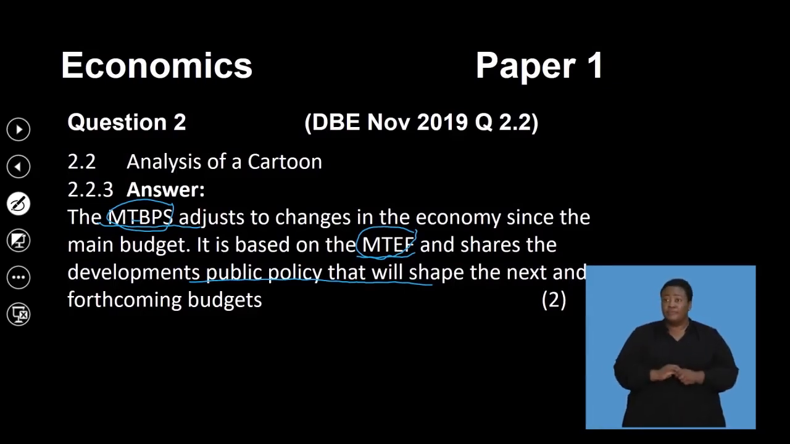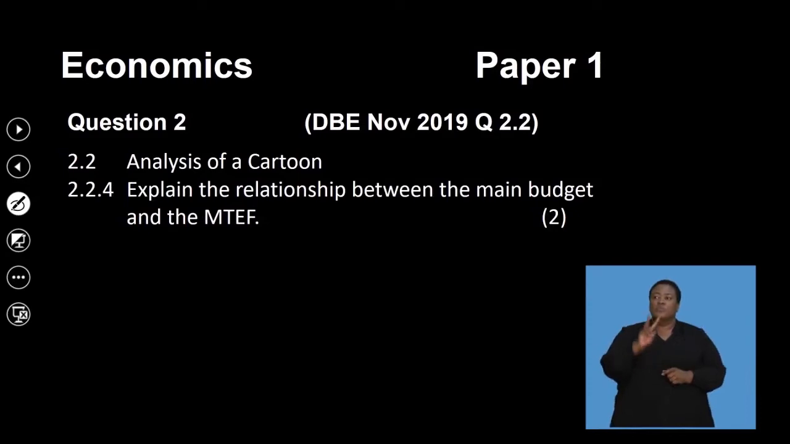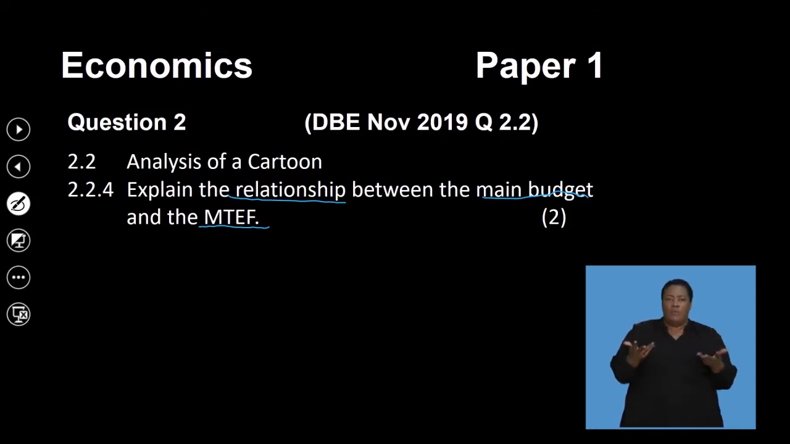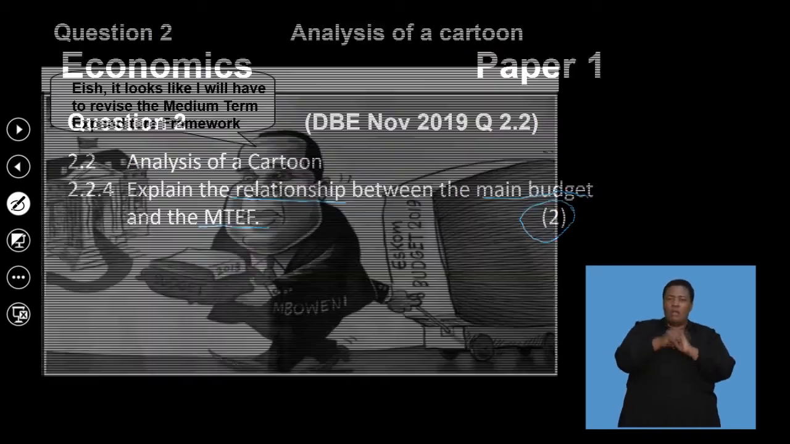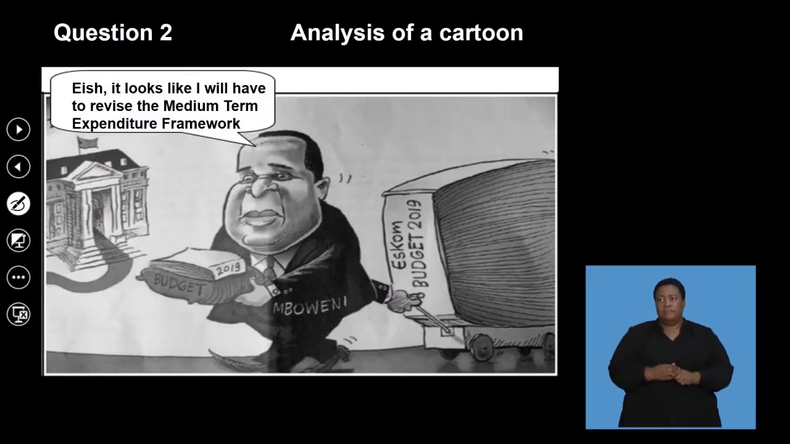Right, let's go to the next slide, 2.24. It says, explain the relationship between the main budget and the medium-term expenditure framework. The guide again is your mark allocation, which is only 2 marks, so you need to briefly explain. You don't have to go into detail. Again, there is our link to our cartoon.